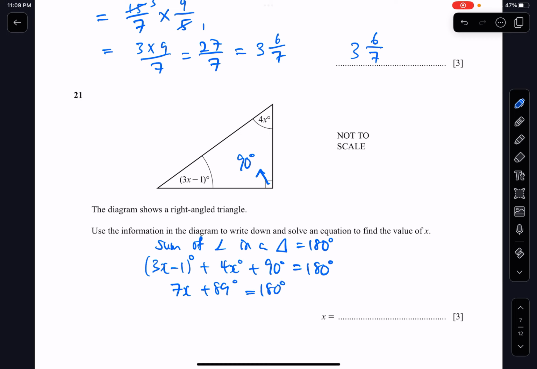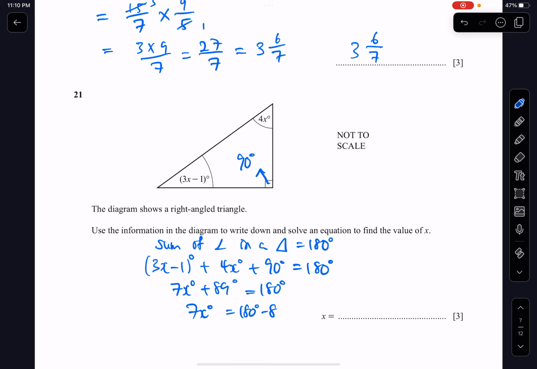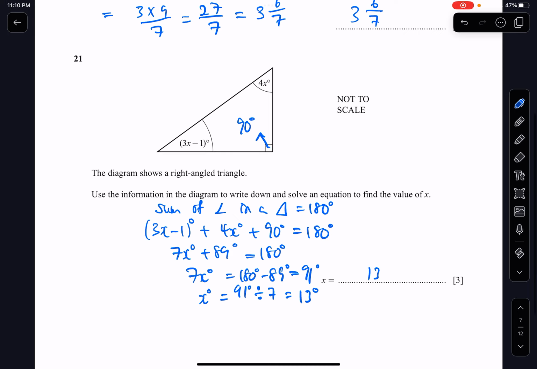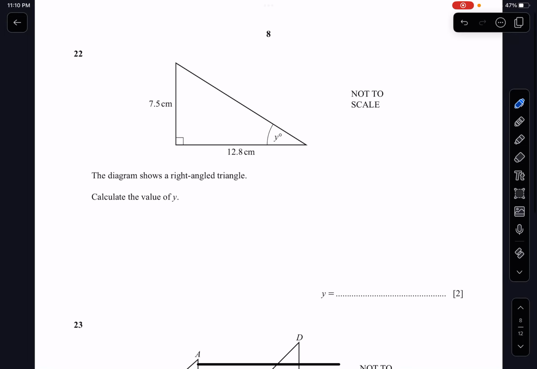Okay, so yeah, so don't forget the degree sign over here. So I'll have 7x degrees is equals to 180 degrees minus 89 degrees, which will turn out to be 180 minus 89. This will be 91 degrees. Okay, so x degrees will be 91 degrees divided by 7, which will be 13 degrees. So x will be 13 without the degree sign.